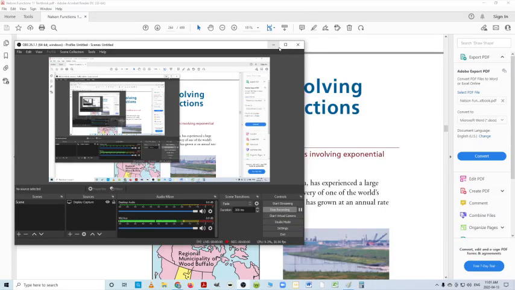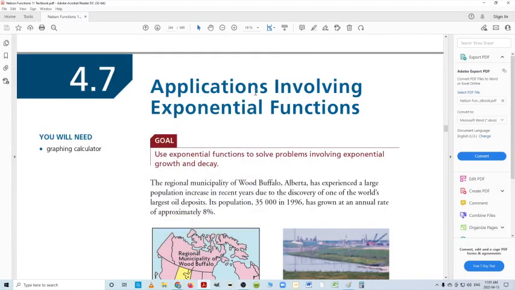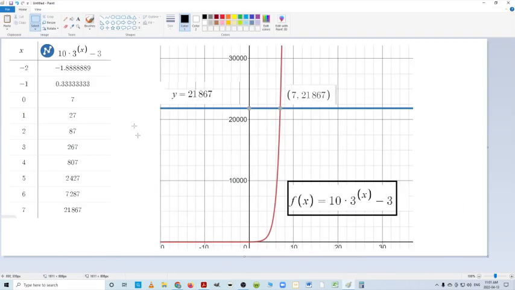So I'm going to jump forward here to 4.7, which is applications involving exponential functions. And the other chapters are important, and I'm going to backtrack to them, but they're mostly about using radicals and the accuracy of radicals and simplification and transformations. And you'll discover that all these functions follow the same transformation rules. But I want to look at an example here.